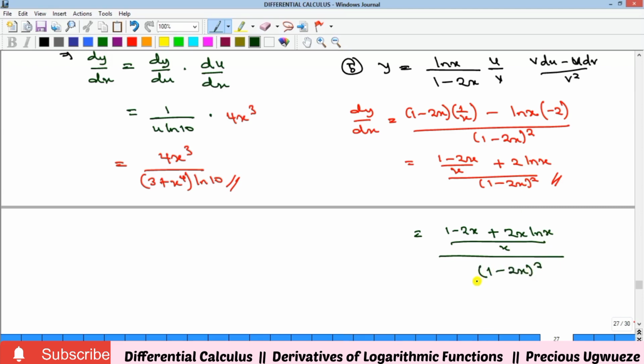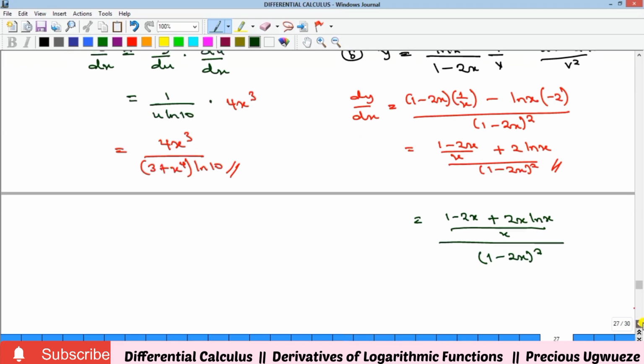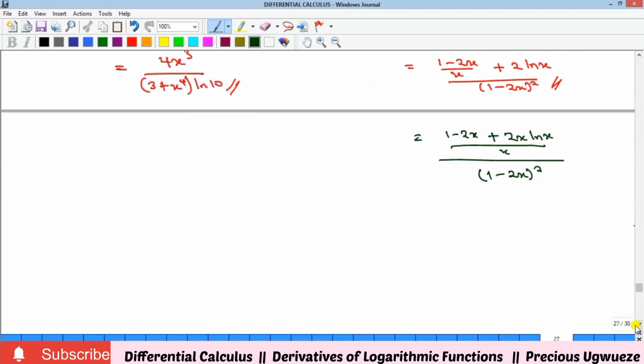And so if we decide to now bring down the x to become a denominator, we are going to have, so, and that's our solution. Okay, and that's where we are going to stop for this video.